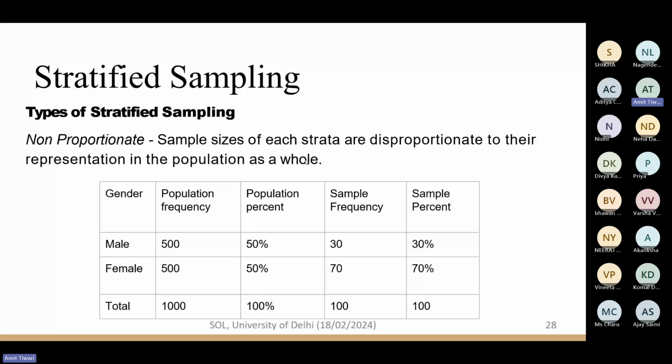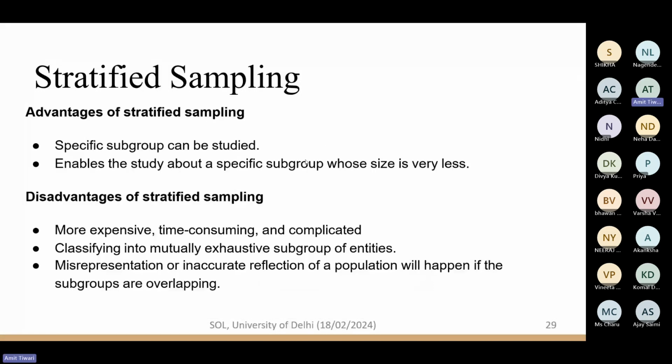Suppose I want to study certain phenomena, and more females are there in the classroom and fewer male students are there. Of course we have to give more proportion to the female and less proportion to the male, to ensure that the biasness is not there in the result. So in that case we use non-proportionate stratified sampling as well.